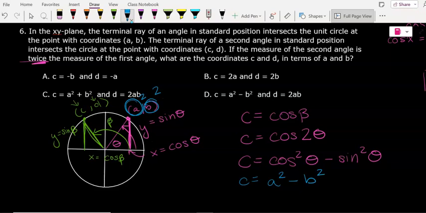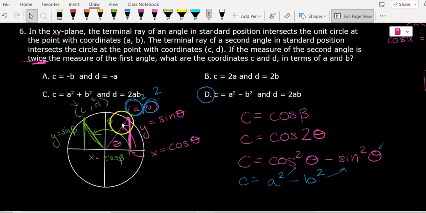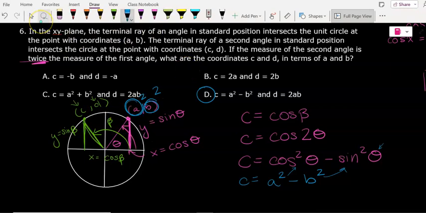Because again, A is my X, B is my Y, cosine squared is my X, and so that's why that A being squared is right here. And the B squared right here is my Y value, and so is my sine squared, and we're using theta right here. So that's why the B goes right here. So I can already answer the question as D because that's the only one that has A squared minus B squared. But let's also do the other side here. It wants me to do both C and D. So let me show you how D is equal to 2AB, okay?